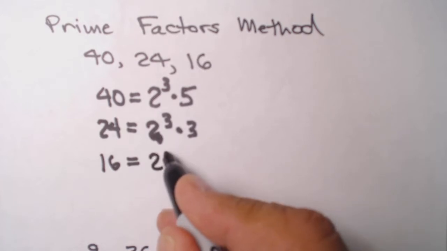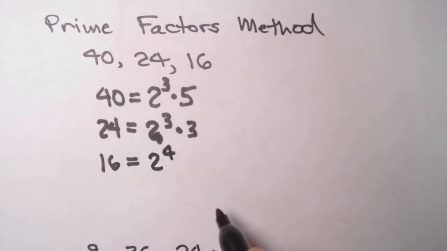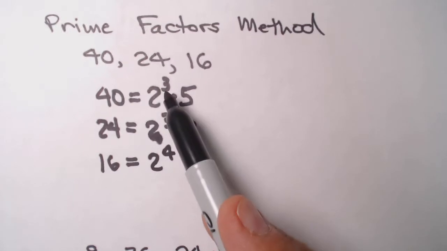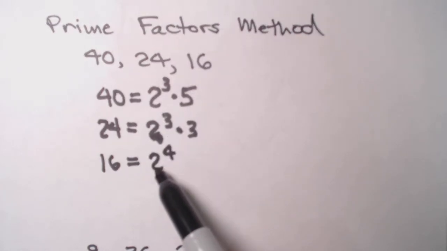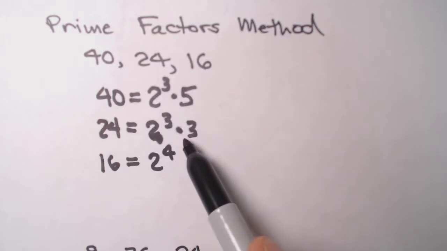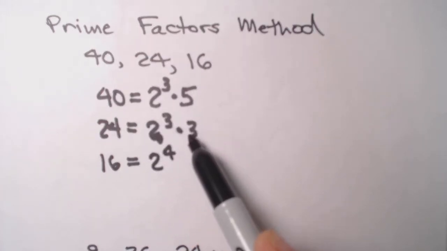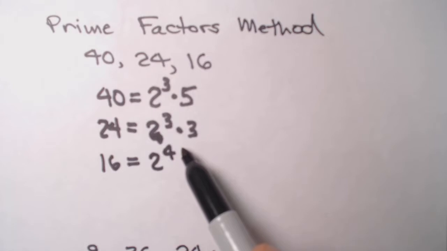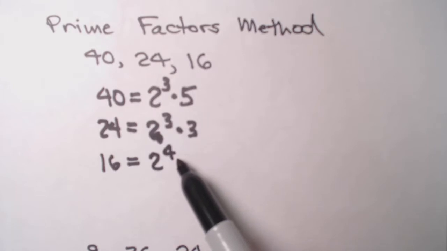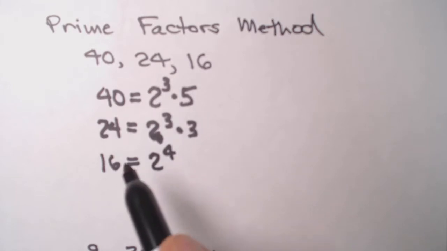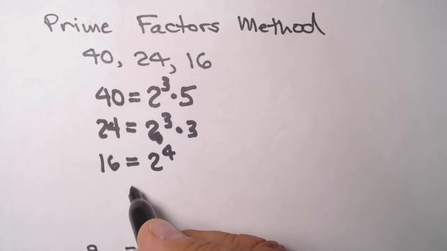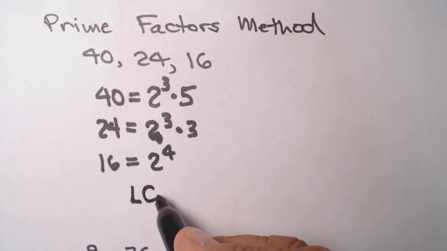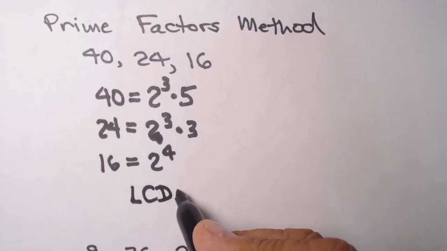Yeah, that would be a total of 4 2's. Now notice I've used exponents here to indicate how many of each of these prime numbers we have. And of course, all the numbers that we have here have to be primes. Well, how do you get the LCD or LCM from this? You simply do the following. Here's what the LCD would equal.